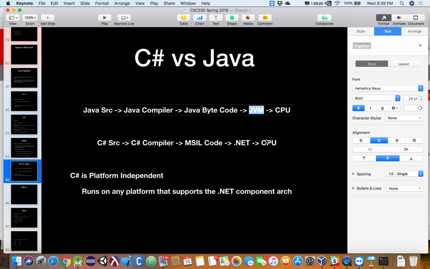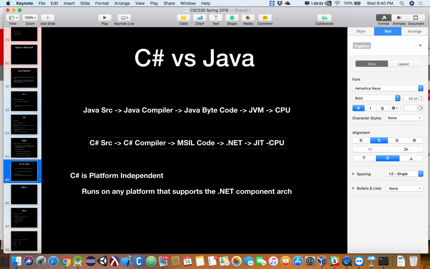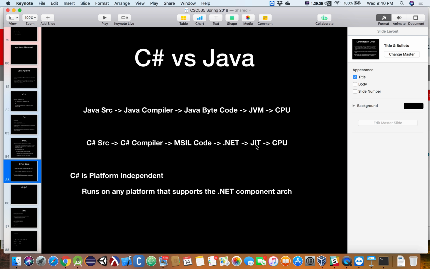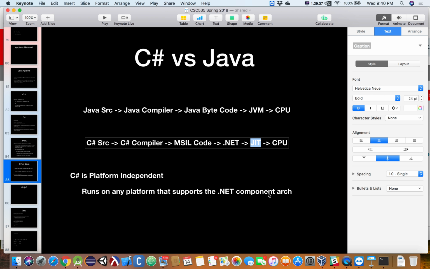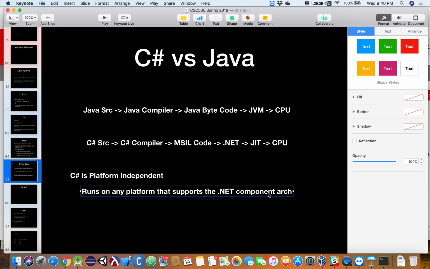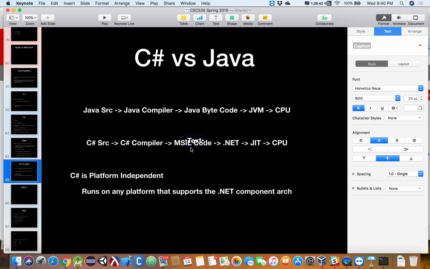There's one little thing that happens here. With C#, this is really their magic sauce, if you will. How many of you have ever seen that acronym before? JIT. Yeah, just-in-time compiler.